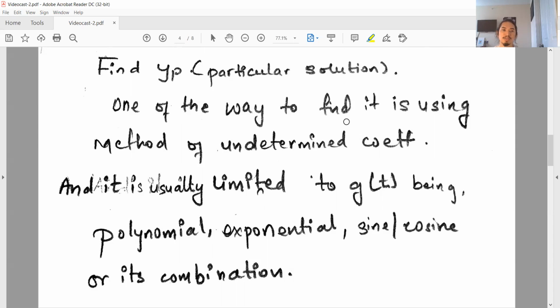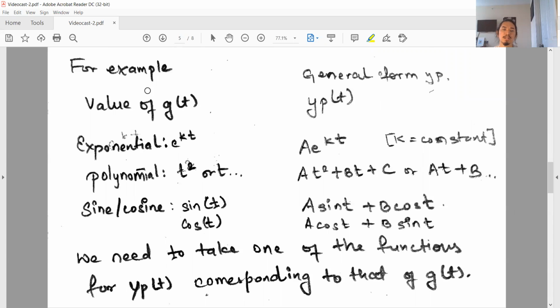One way to find it is using the method of undetermined coefficients, and it is usually limited to g(t) being polynomial, exponential, or sine and cosine or their combinations. Let's look at examples. When the value of g(t) is exponential, the general form of yp is a e to the power kt, where k is just a constant. For the polynomial, there are different general forms of yp that depend on the degree of t. When it is t squared, the general form of yp is at squared plus bt plus c. When it is just t, we get at plus b.